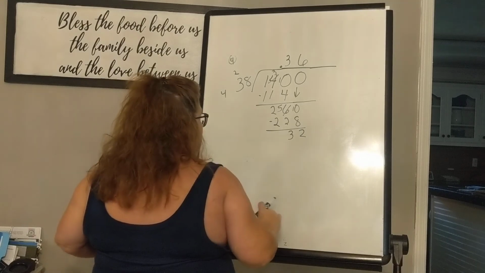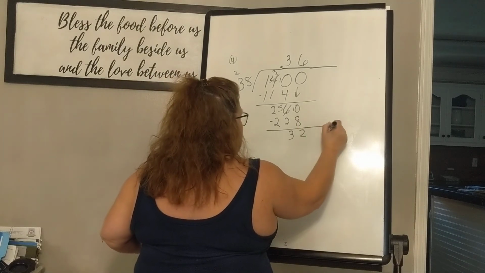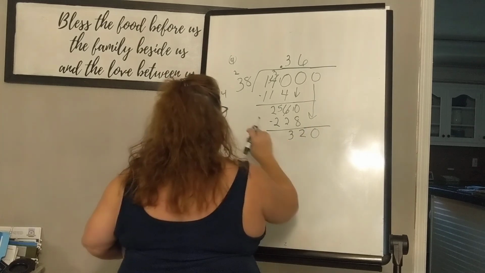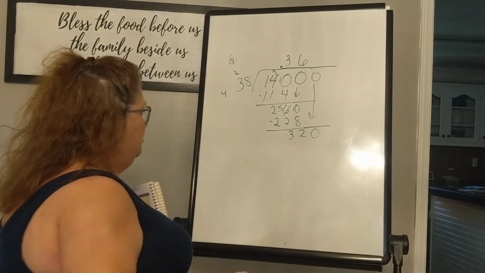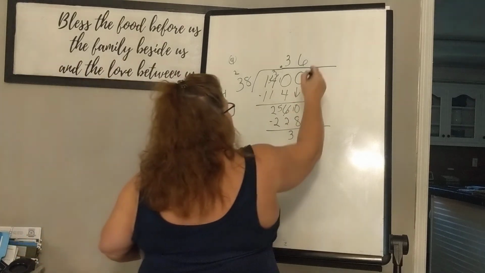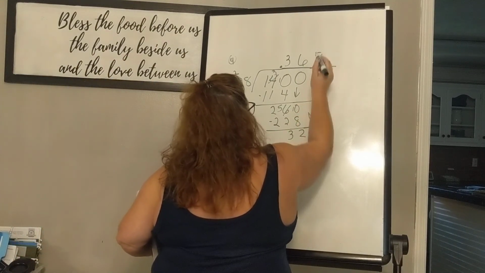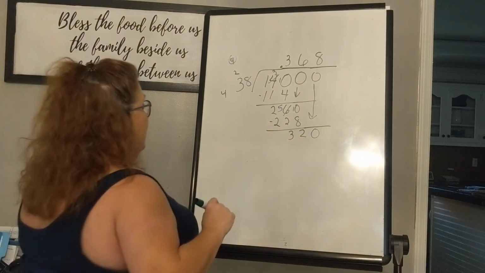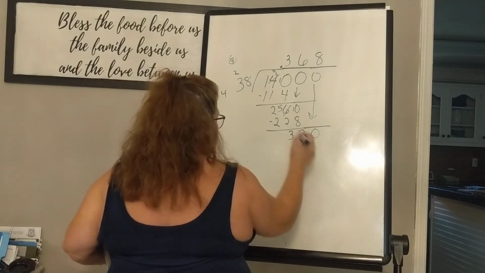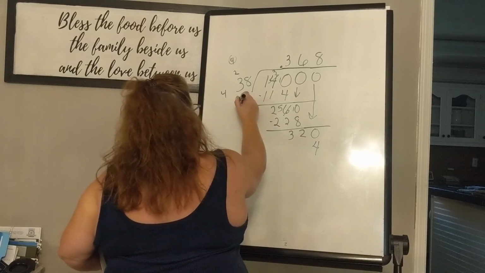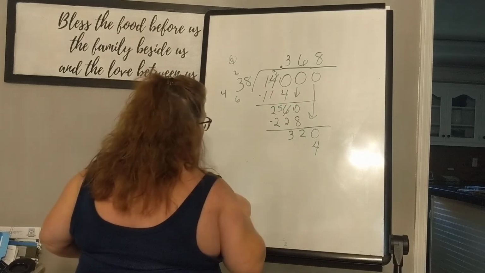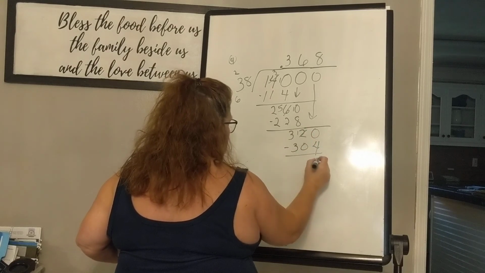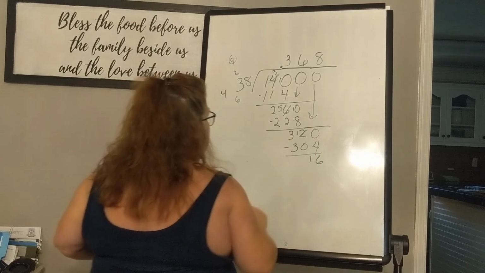32 is smaller than my divisor, 38. I annex another 0 and bring it down. How many times will 4 go into 32? Let's try 8. 8 times 4 is 32. Remember, we're rounding to the nearest hundredth, so we're only going to have to go out here to the thousandth place. 8 times 8 is 64. Put 4 down, carry the 6. 8 times 3 is 24, plus 6 is 30. 10 minus 4 is 6. So we have 16 there.